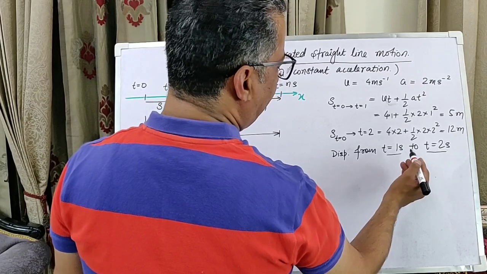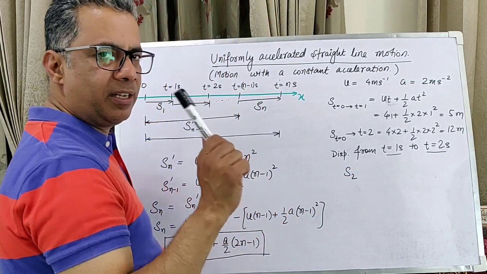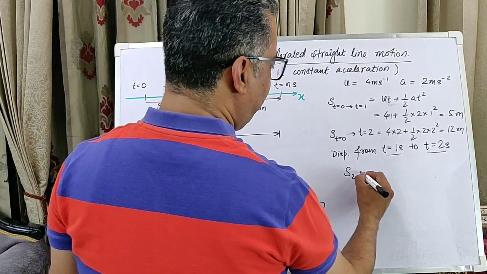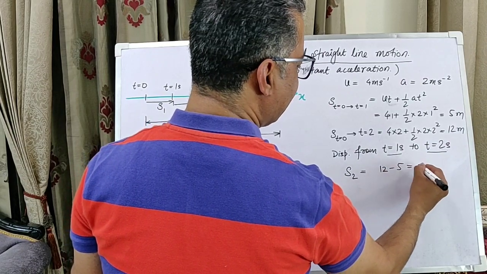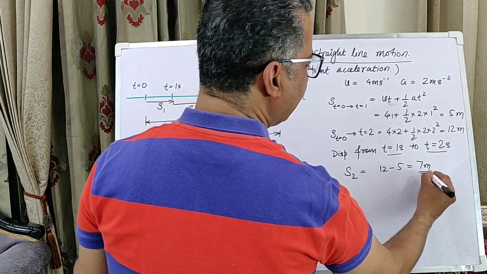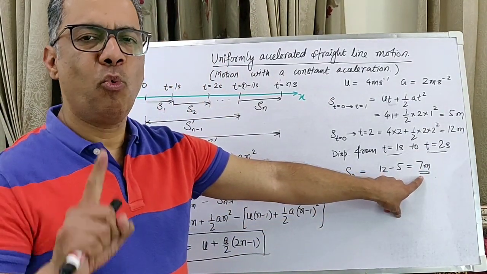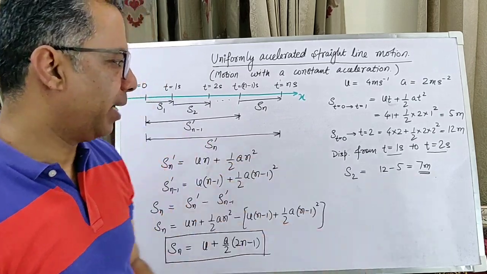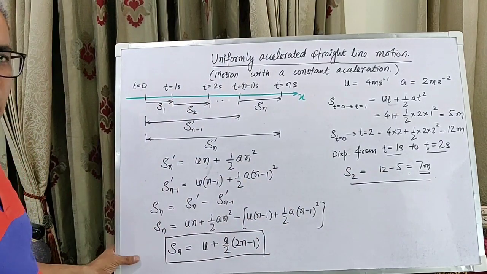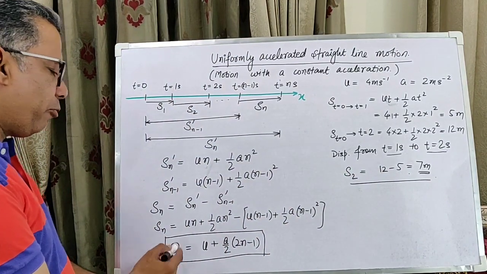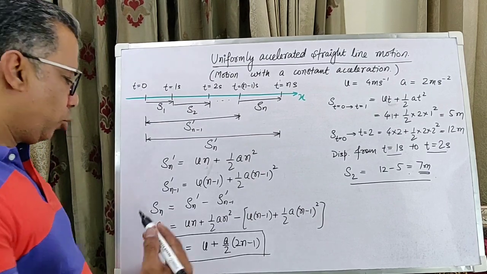So the displacement of the second 1 second interval will be simply equal to 12 minus 5, and that's 7 meter. This is the displacement during the second 1 second interval. Now we can check this out using the formula we had arrived at. For the second 1 second interval, this n has to be 2.